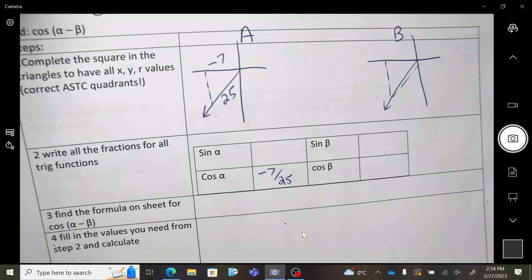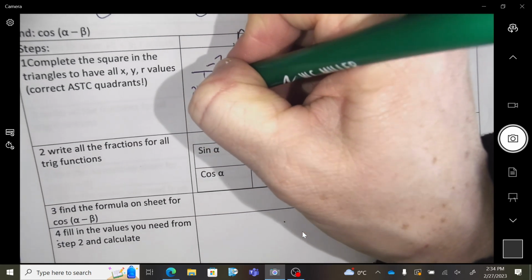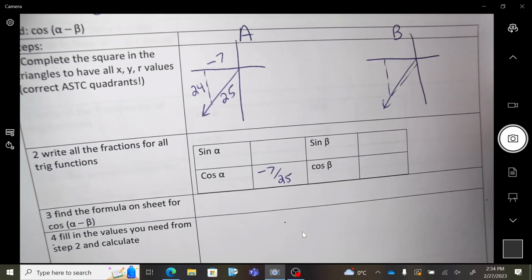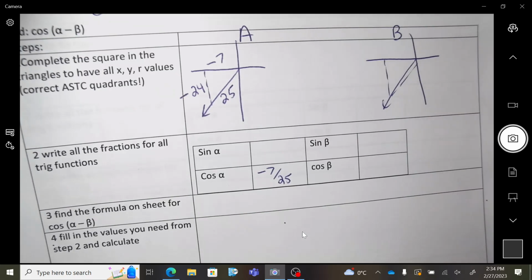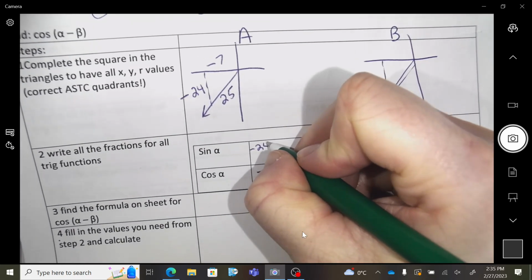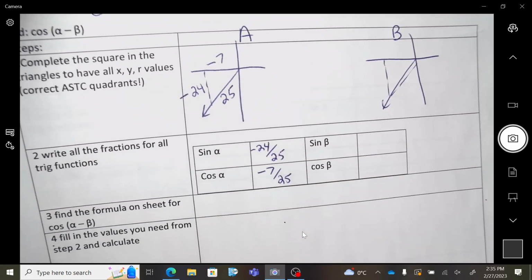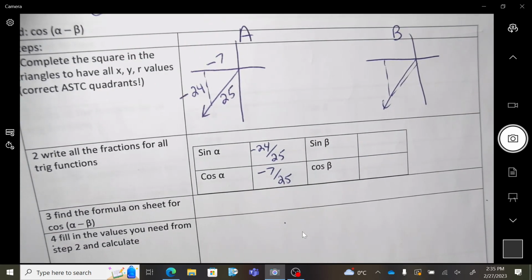Are you okay if I do the Pythagorean theorem here? And I get 24. And then you should think, what is it going to be? Plus or minus 24? Minus. Okay, now I'm going to finish the sine ratio. -24/25. Okay, this is all old stuff, right? This was all last unit.